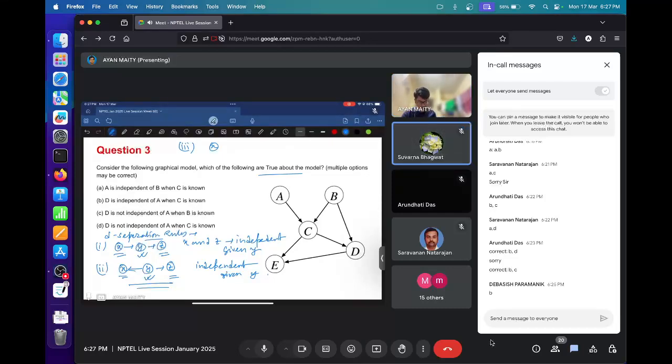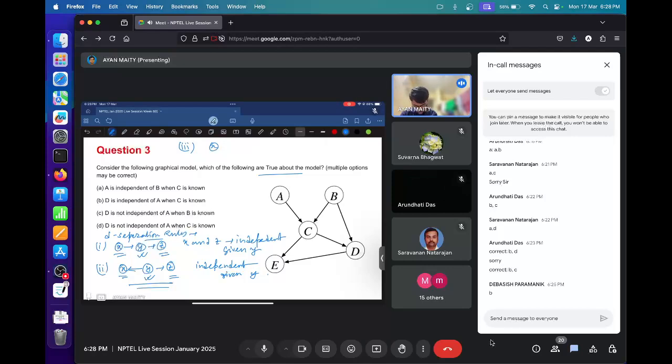Okay. So if all the paths from x to z are blocked by some random variables, then x and z become independent of each other. But if we can find at least one path that exists without any block from x to z, then x and z become dependent.